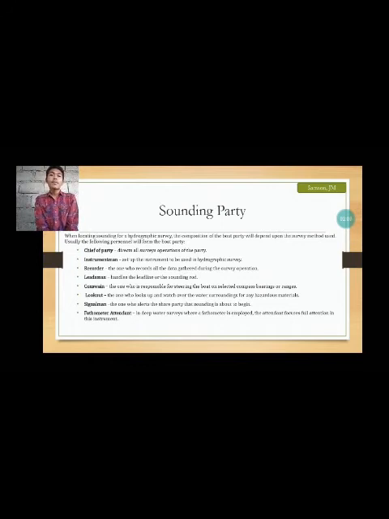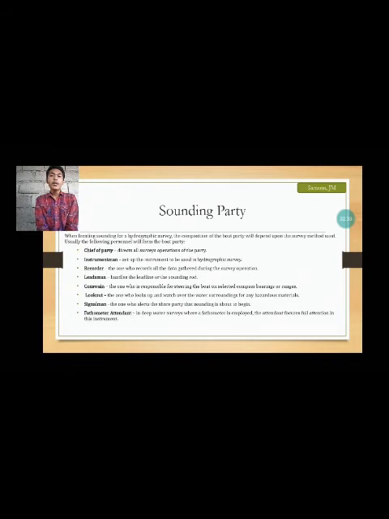Okay, so 1. The chief of party directs all survey operations of the party. So, he is the leader, the one who leads the survey. Second, the instrument man. Sets up the instrument to be used in the hydrographic survey. So he is the one who sets up all the instruments that are going to be used for the survey.